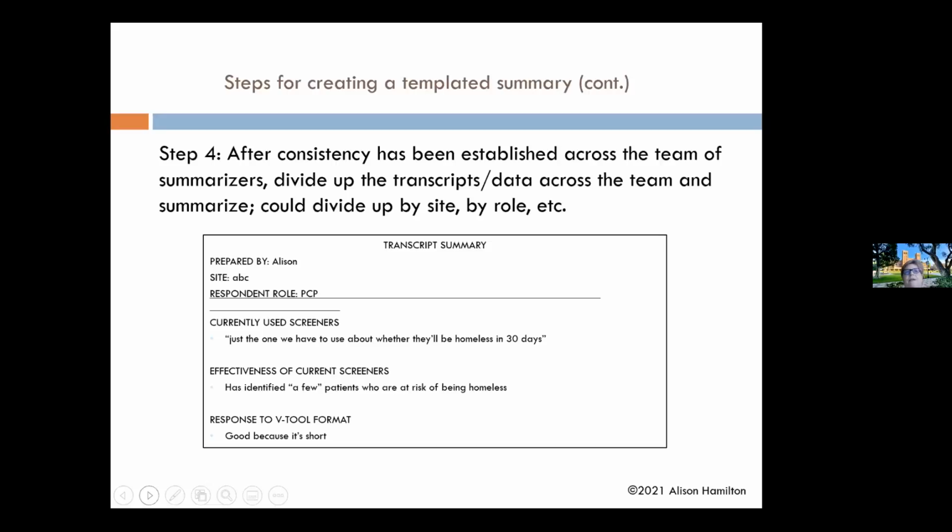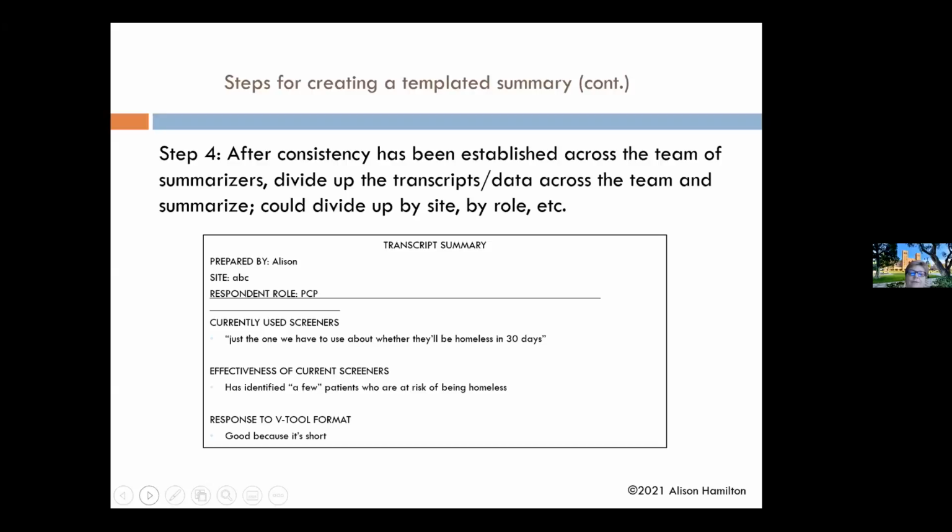So you may say, I'm going to handle the primary care providers and Karen's going to handle the nurses, or I'm going to handle the LA interviews and Tammy's going to handle the New York interviews, or whatever it is. You can make all kinds of strategic decisions like that. You can say, I'm going to summarize all the interviews that I conducted because I'm ostensibly the most familiar with them, etc. So this is just a tiny piece of transcript summary that's starting to be filled out.